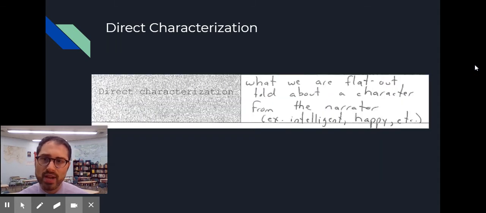Our sixth method of characterization is direct characterization, where we are flat out told from usually a third person omniscient narrator that a character is brilliant, or the character is the smartest in the room, or that a character is evil. Those are flat out direct characterizations. We don't have to draw conclusions like we do with our indirect methods.